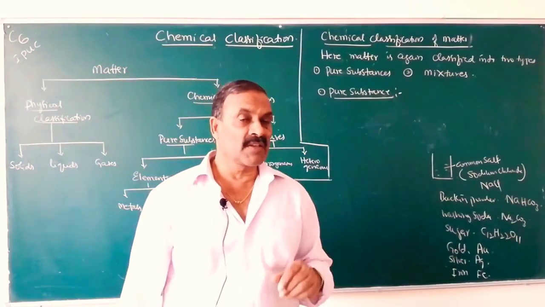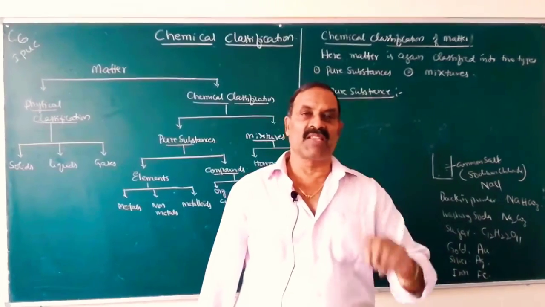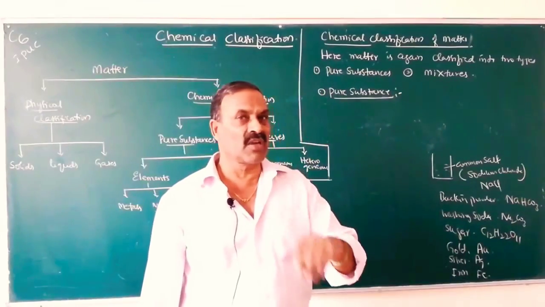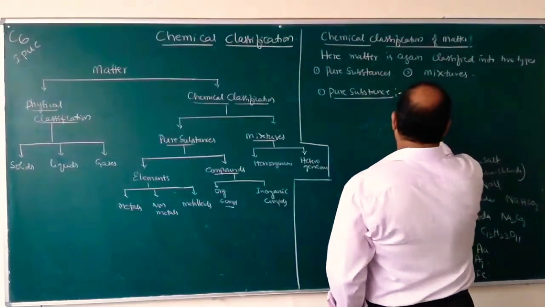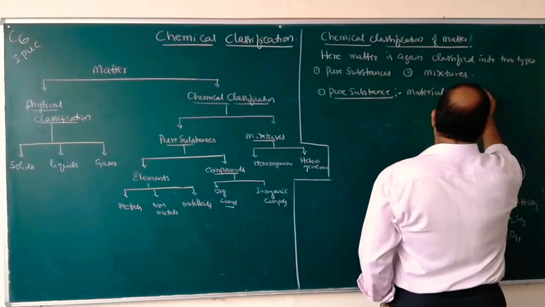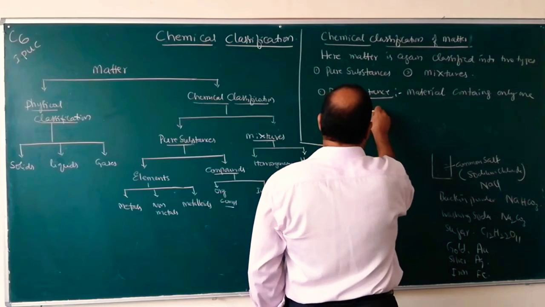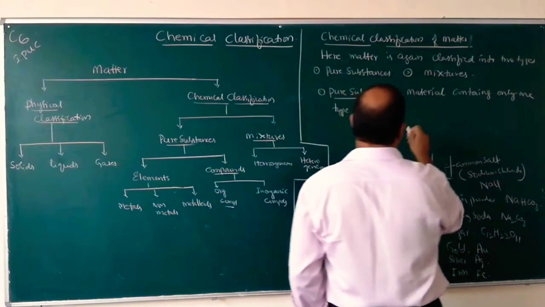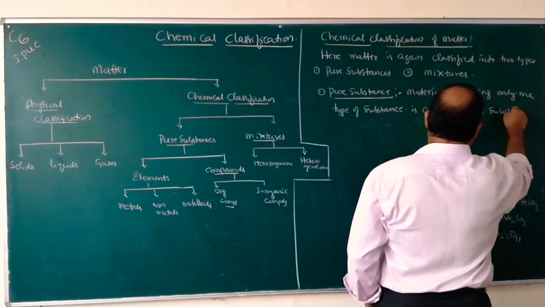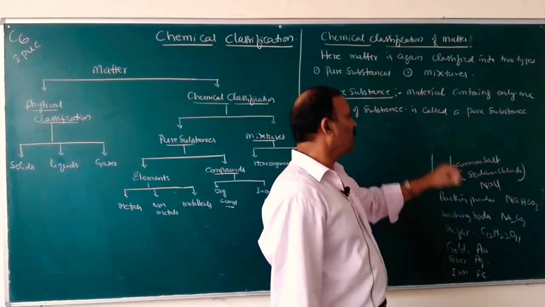Then what is a pure substance? It is a material consisting of only one type of substance. A material consisting of only one type of substance is known as a pure substance. Write down: pure substance, material containing only one type of substance is called a pure substance.